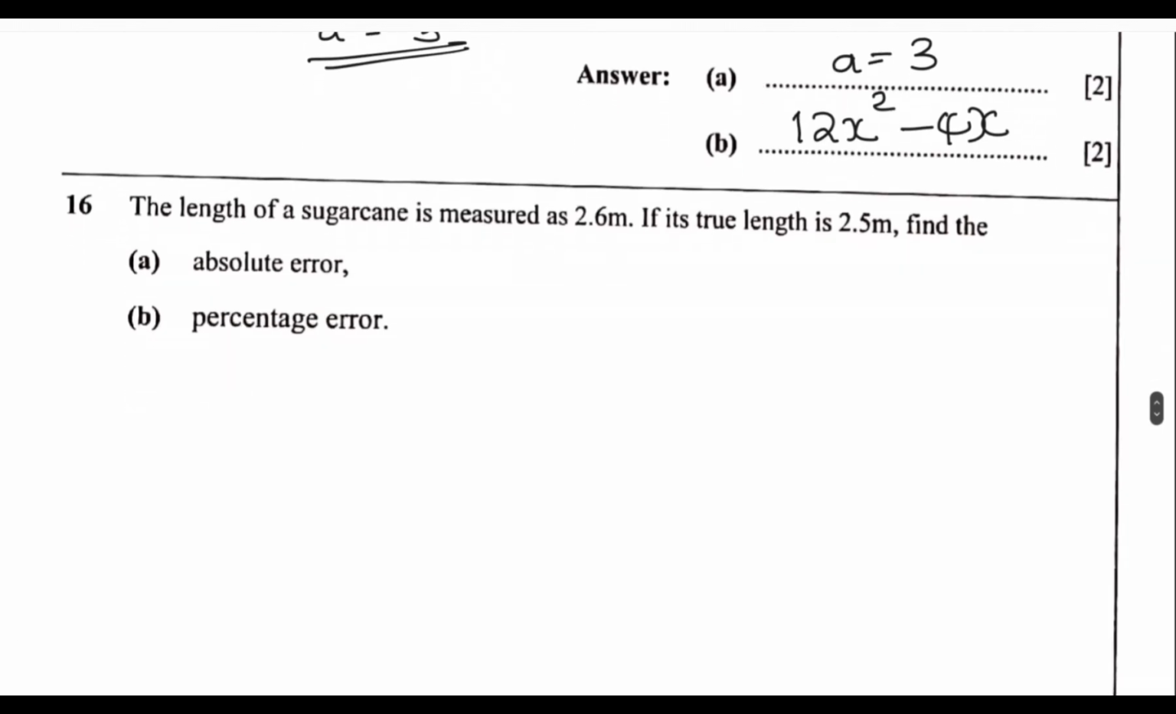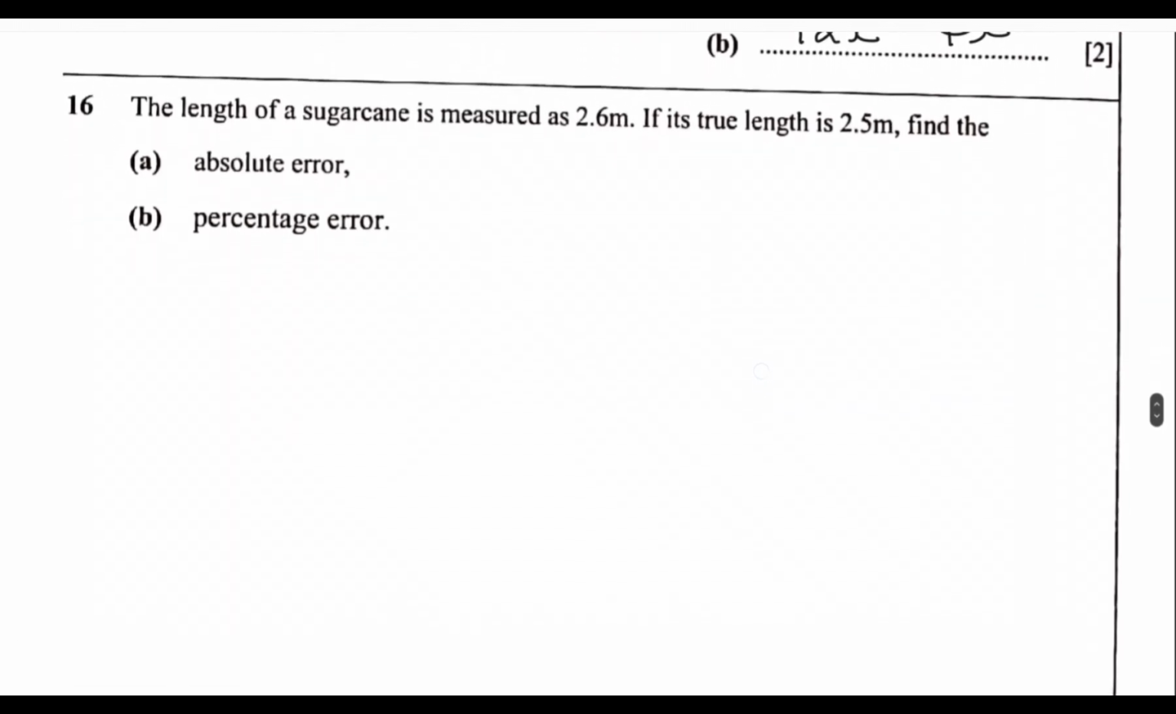So question number 16 is a question on approximation, and the question reads: the length of a sugar cane is measured as 2.6. So this is the measured length, 2.6. If its true length is 2.5 meters, find the absolute error. So we are asked to find the absolute error. So how do we find the absolute error?